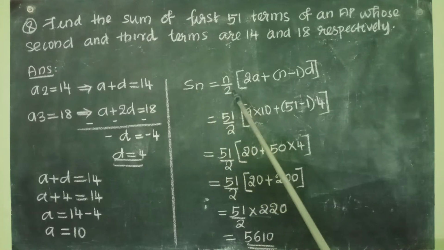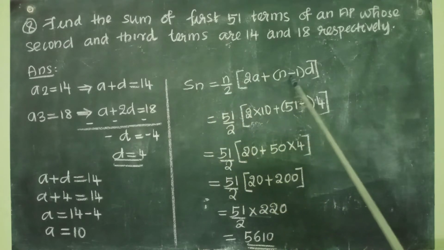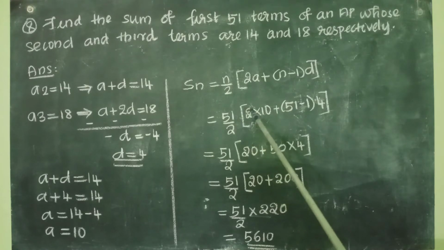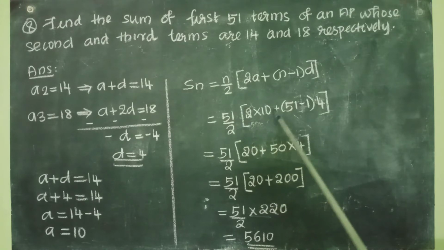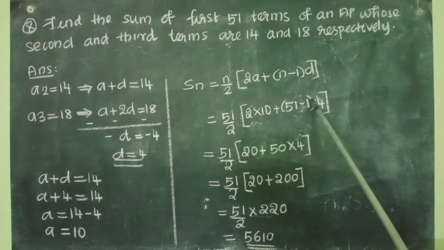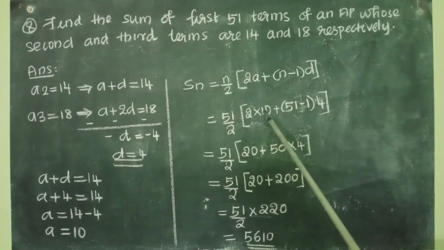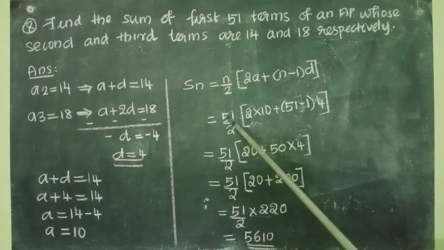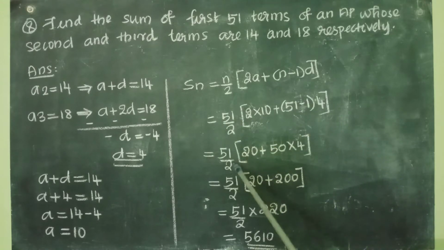Sn equal to n by 2 into 2a plus n minus 1 into d. That is equal to 51 by 2 into 2 into 10 plus 51 minus 1 into 4. Here a equal to 10, d equal to 4, n equal to 51. So we get 51 by 2 into 20 plus 50 into 4. 51 minus 1, that is 50.